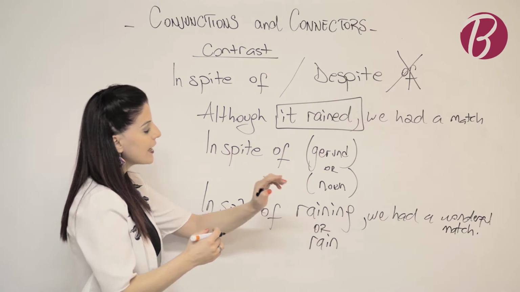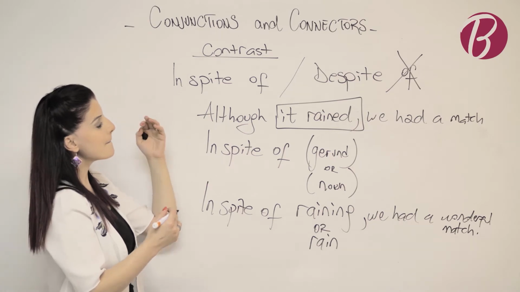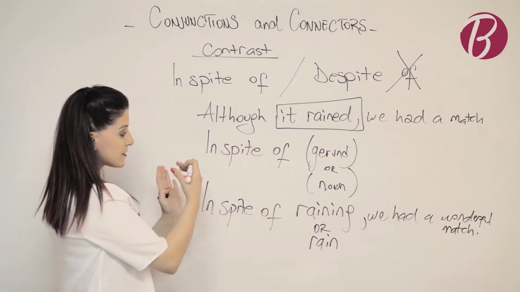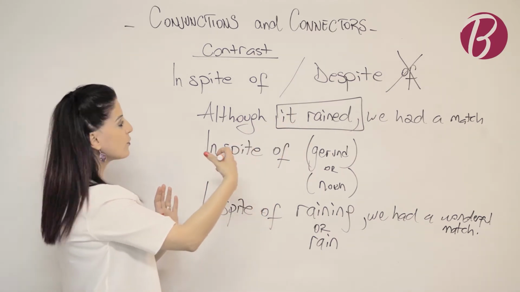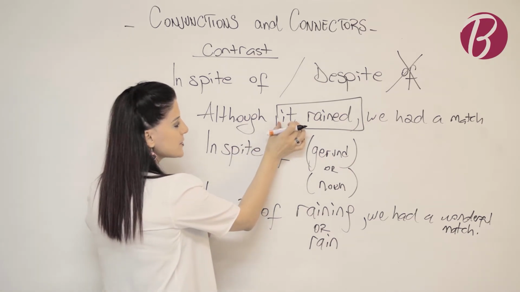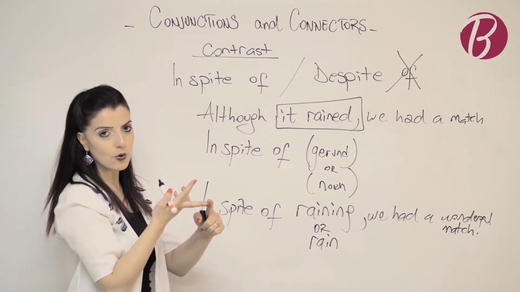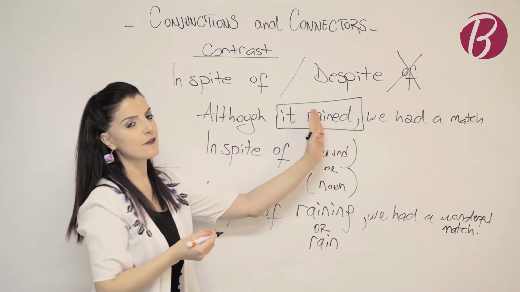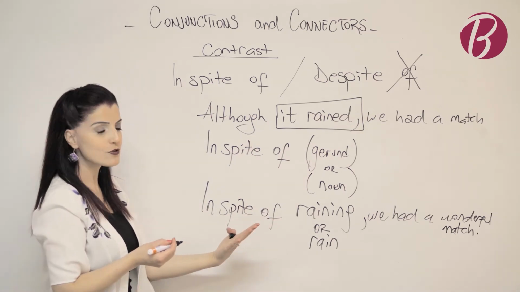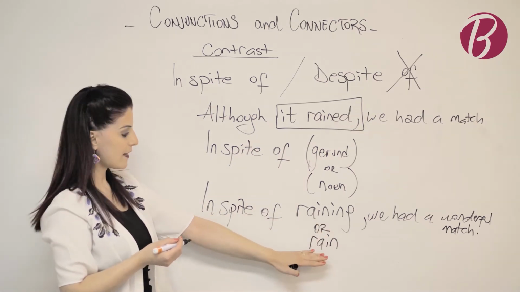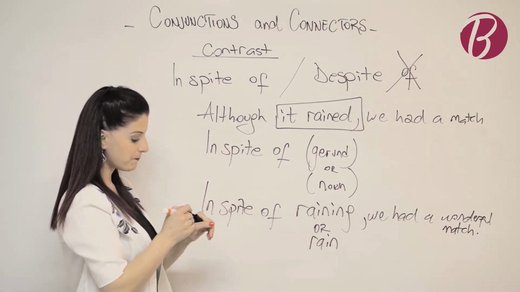In spite of raining, I mean after despite and in spite of, we must convert our structure. We can't use he, she, it, they, or Jack, or we. We don't say subject and verb. Although, even though, and though should be used with a full sentence, but in spite of and despite should be used with a gerund or noun. So this is the rule, but the meaning is totally same.